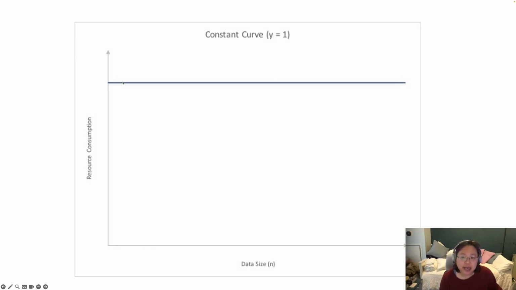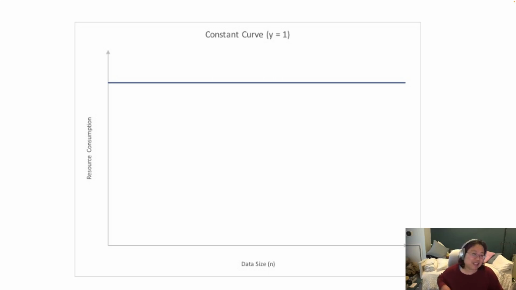You see how this line is completely flat? It doesn't grow, it doesn't move up. So what this means is that as my data gets bigger and bigger, the thing that I'm trying to do doesn't take more resources than before. If I have one piece of data, it takes the same amount of time as if it has a million pieces of data. It doesn't matter how much data there is, the amount of time is fixed.